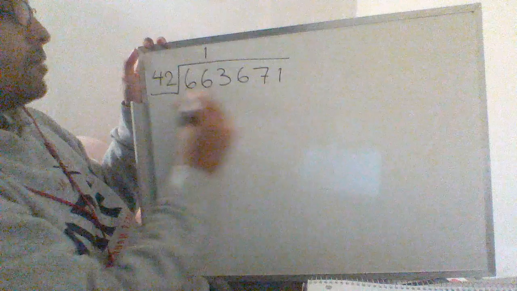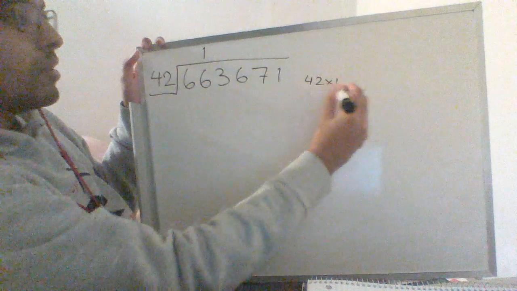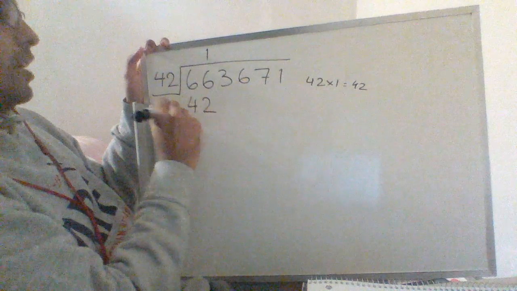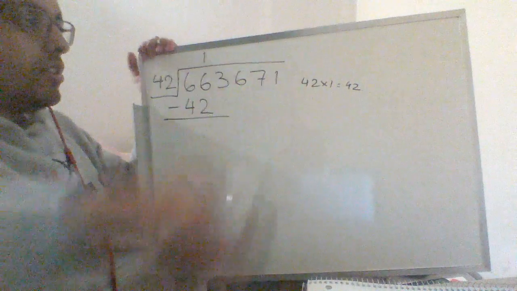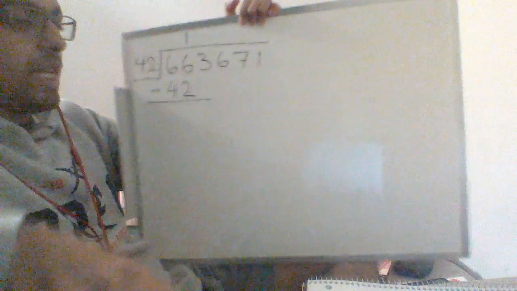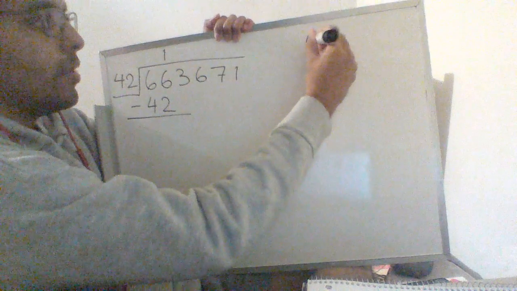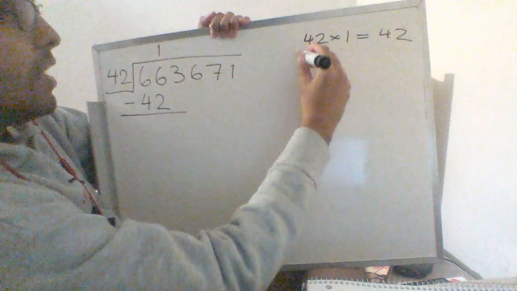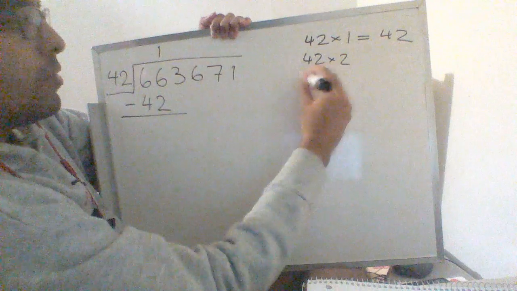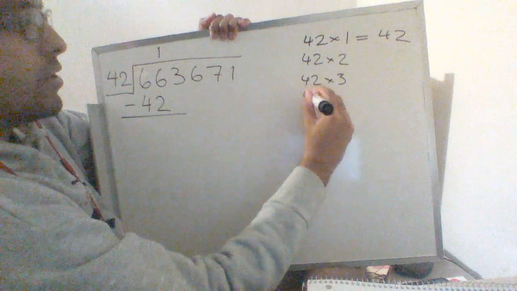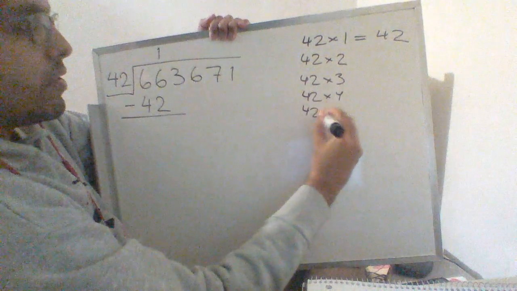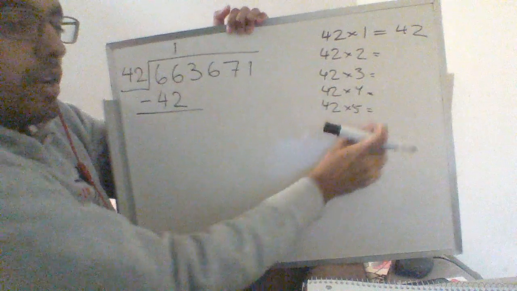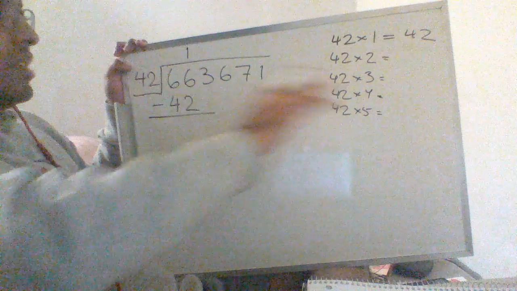So we're going to do 42 times 1 is equal to 42. So that's going to go down here, and we're going to subtract. Now I'm actually going to move this over, and we're going to build a little multiplication table for 42. Not a crazy long one, but it'll prove to be useful. So 42 times 1 is 42. And then we're going to build on this a little bit later with some bigger and bigger numbers. Alright, so just leave that off to the side for now.